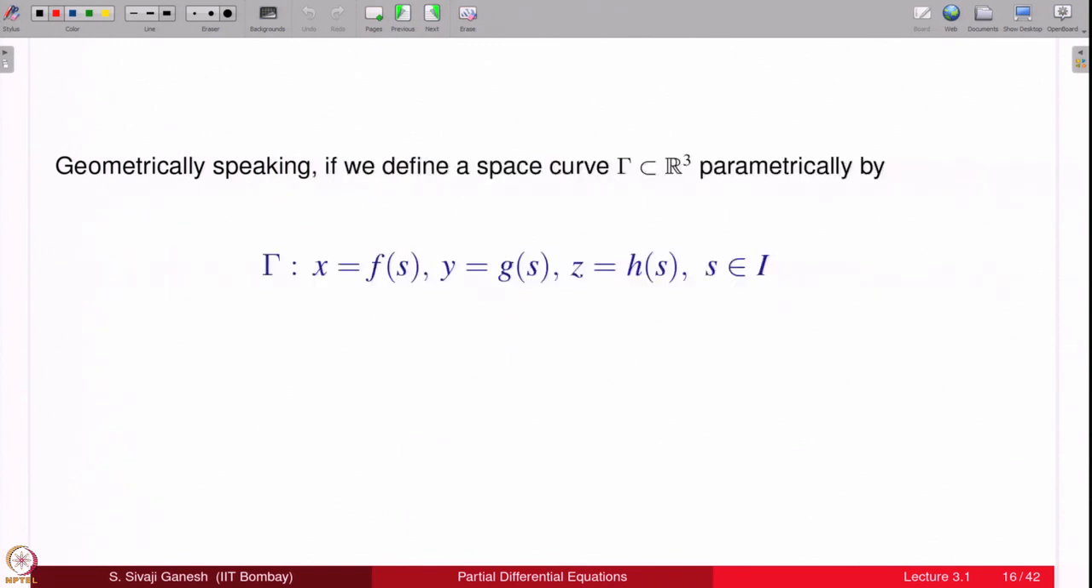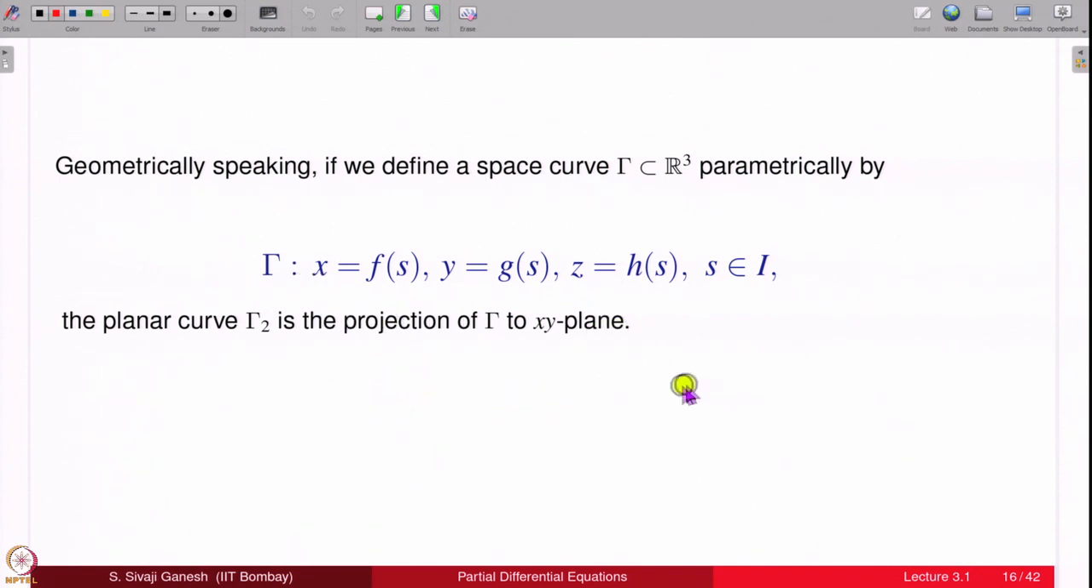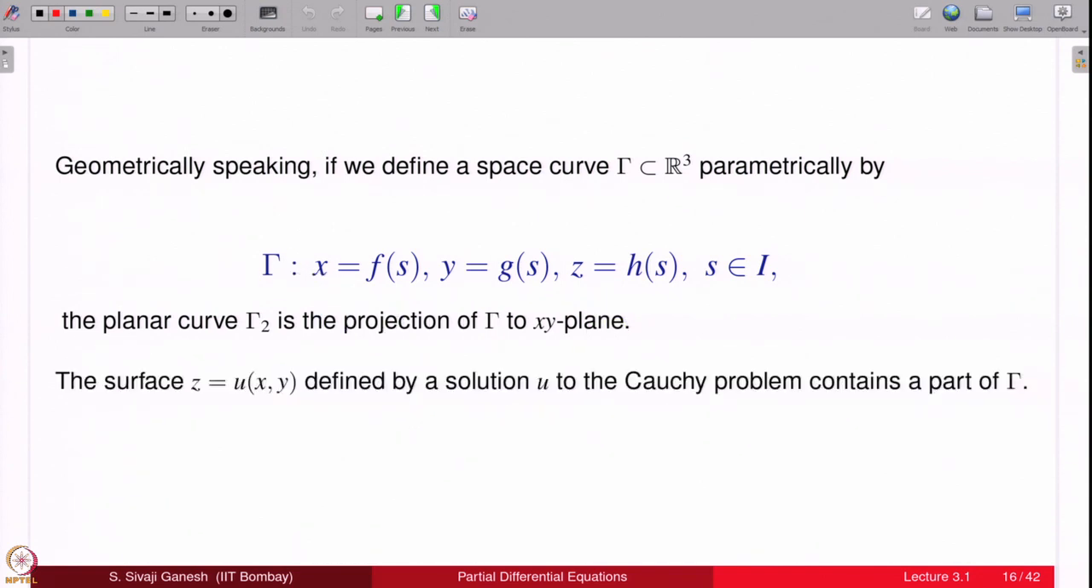So, geometrically speaking, if you define a space curve gamma in R3 by putting z equal to h(s), we get gamma 2 as the projection of gamma on the xy plane, and the surface z equal to u(x,y) defined by the solution of the Cauchy problem will contain a part of this gamma.